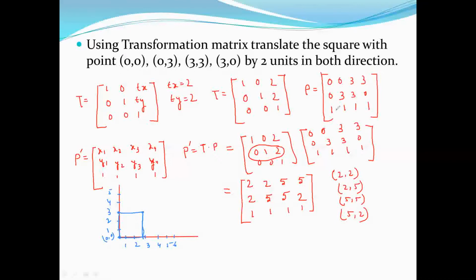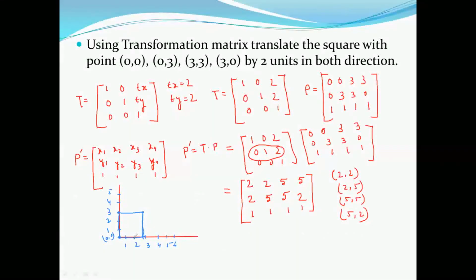Now after translation, the points have become 2, 2. So 2, 2 is somewhere over here. Then 2, 5: along the x direction it is 2, along the y direction it is 5, somewhere here. Then 5, 5, which will be somewhere like here. And the last one is 5, 2, so somewhere here.